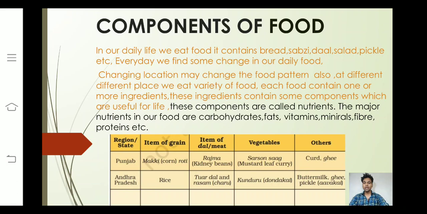Friends, if we are in Andhra Pradesh, what change do we see? The item used as grain is rice. Items used as dal or meat are tur dal and rasa. In vegetables we use kundru, and in others we may use buttermilk, ghee, pickle, etc.